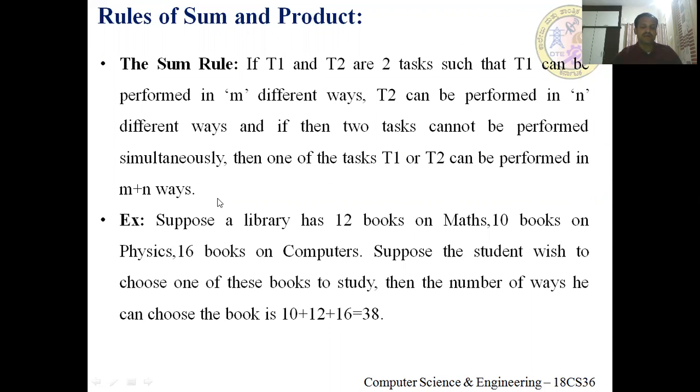Let's take an example. Suppose I want to select a class representative for a class which has 20 boys and 30 girls. Suppose I want to select either a boy or a girl; I can't select both a boy and a girl. Since there are 20 boys and 30 girls, the total number of ways of selecting either a boy or a girl is 50 ways.